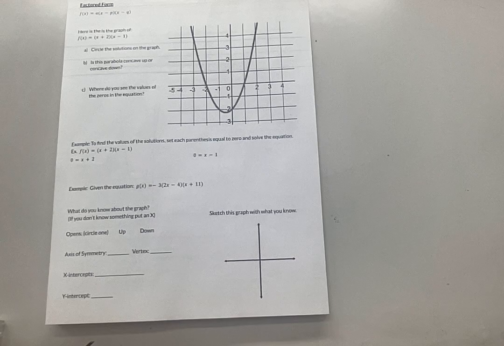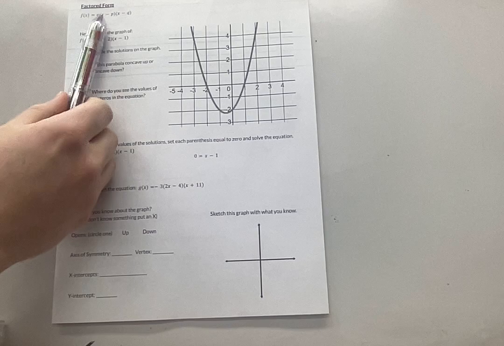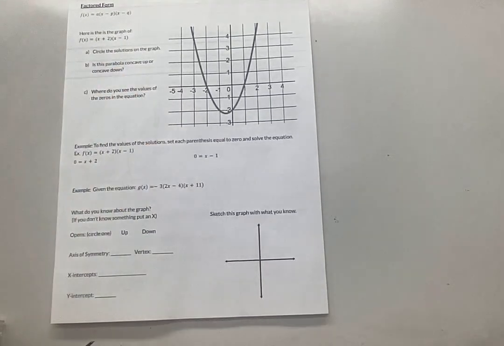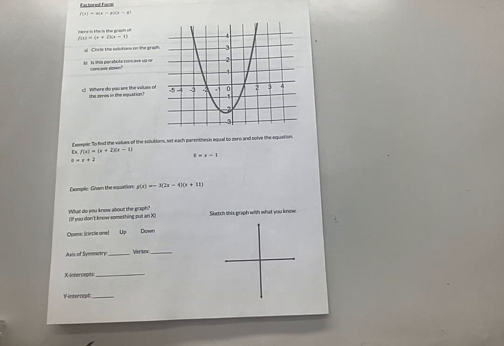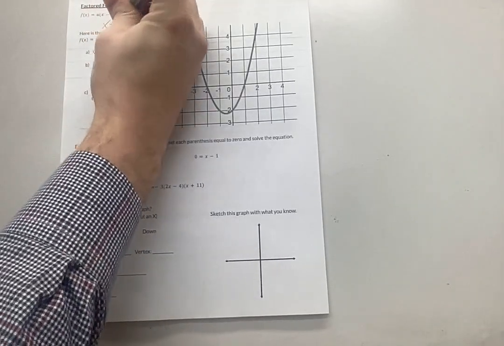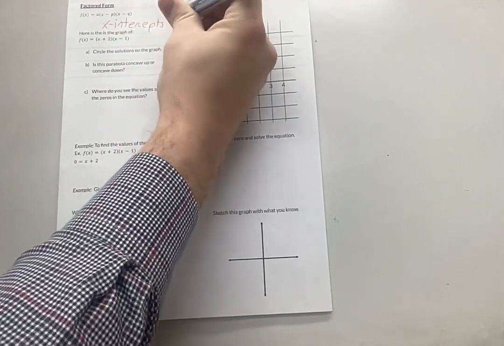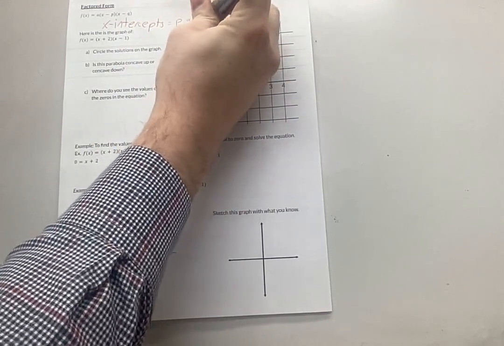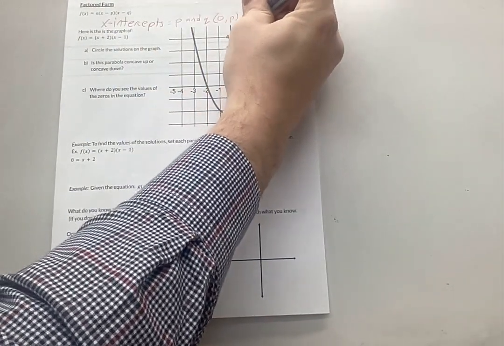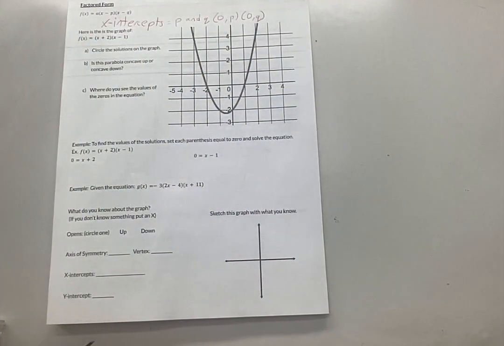So, as we learned before, factored form is f of x equals a times parentheses x minus p, close parentheses, times parentheses x minus q, where the x-intercepts are p and q, or (p, 0) and (q, 0). P and Q tell us what the x-intercepts are.